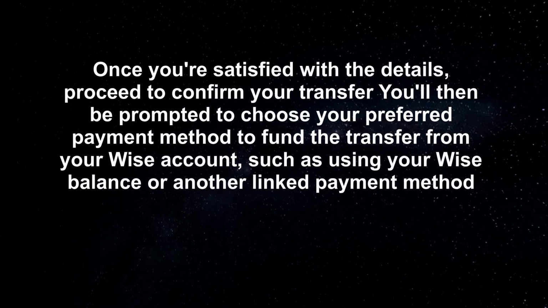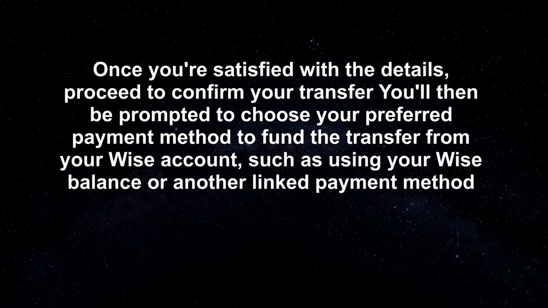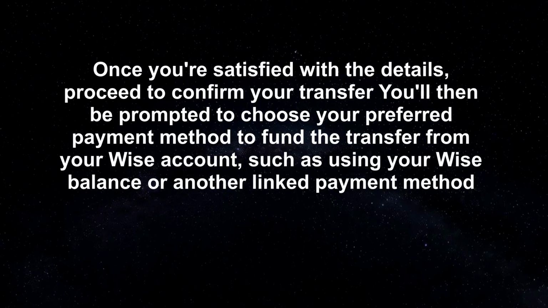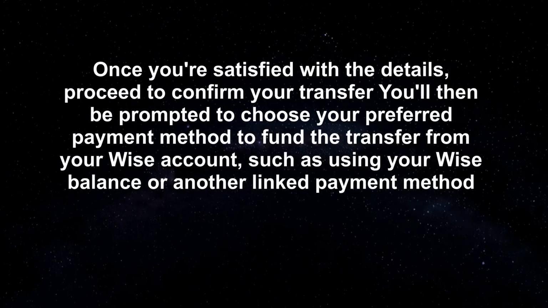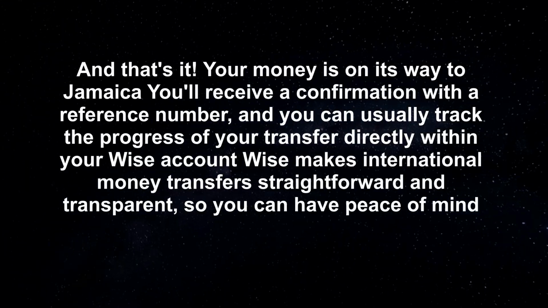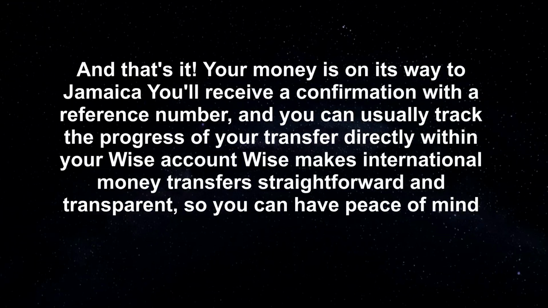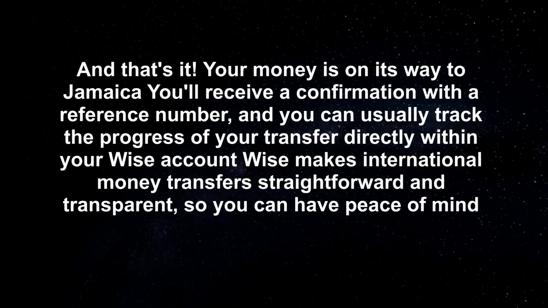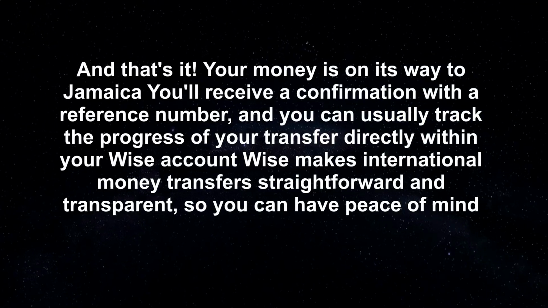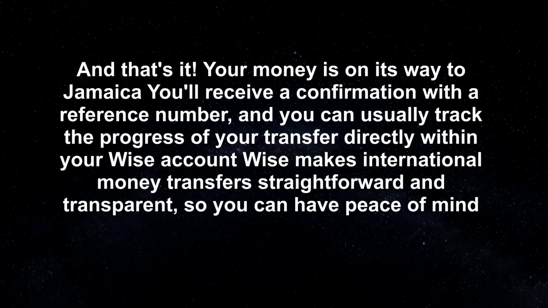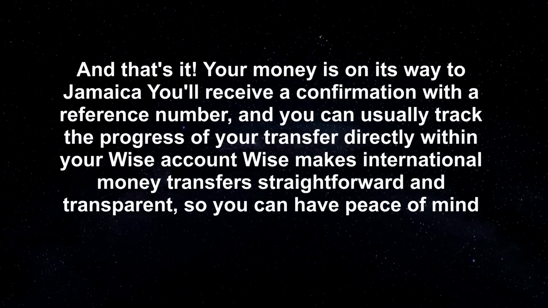You'll then be prompted to choose your preferred payment method to fund the transfer from your Wise account, such as using your Wise balance or another linked payment method. And that's it. Your money is on its way to Jamaica. You'll receive a confirmation with a reference number, and you can usually track the progress of your transfer directly within your Wise account. Wise makes international money transfers straightforward and transparent, so you can have peace of mind.